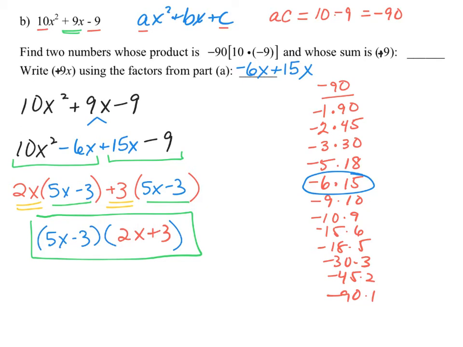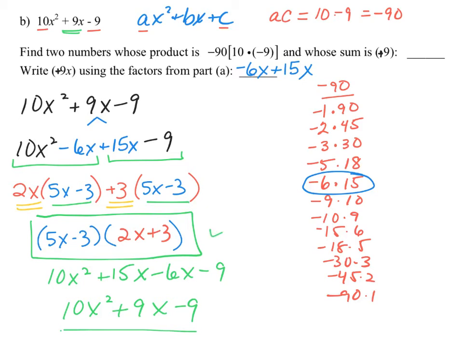We can use the FOIL method to check our answer. First, 5x times 2x is 10x squared. The outer is plus 15x, the inner is minus 6x, and the last is minus 9. By combining the middle terms, we get 10x squared plus 9x minus 9. So that's our original polynomial, which means that we know that our two factors are correct.